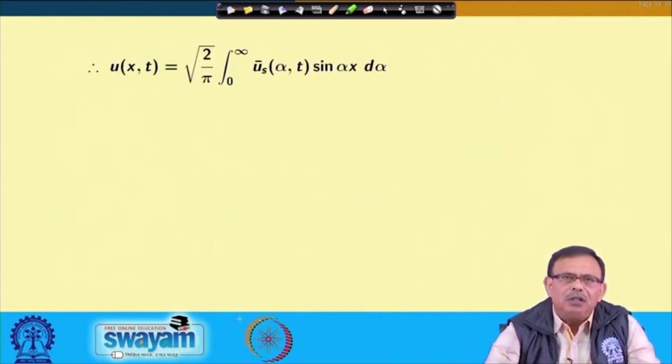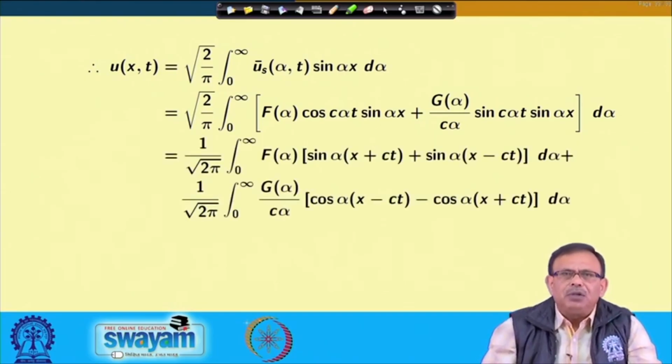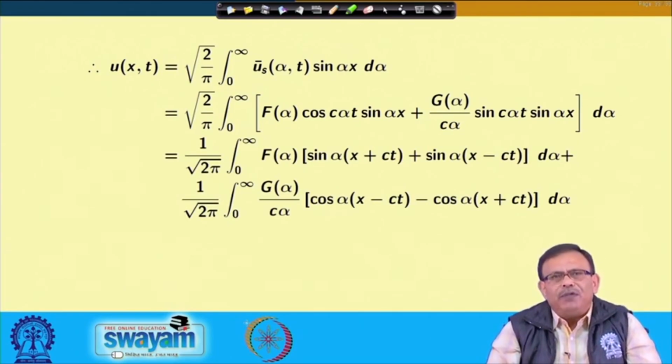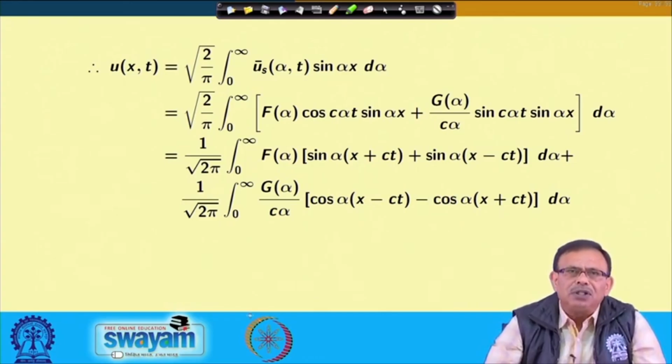Once I have written ū, u(x,t) is nothing but root over 2 by pi times the integral from 0 to infinity of ū_s(alpha,t) sin alpha x dx. If you substitute the value, you will obtain this thing. Now, cos c sin d and sin c sin d are there, so I can break it into two parts like this: F(alpha) into sin of alpha (x+ct) plus sin of alpha (x−ct). Let us see how to find out the values of these integrations.